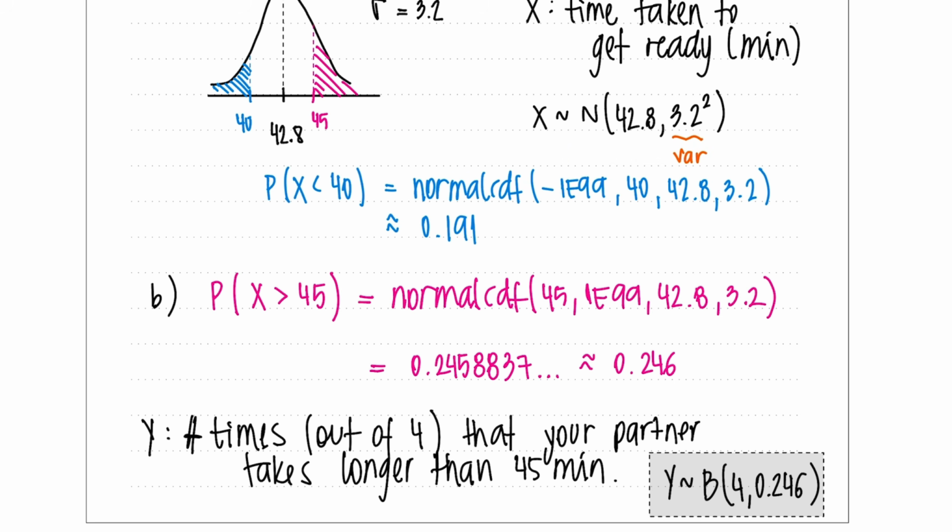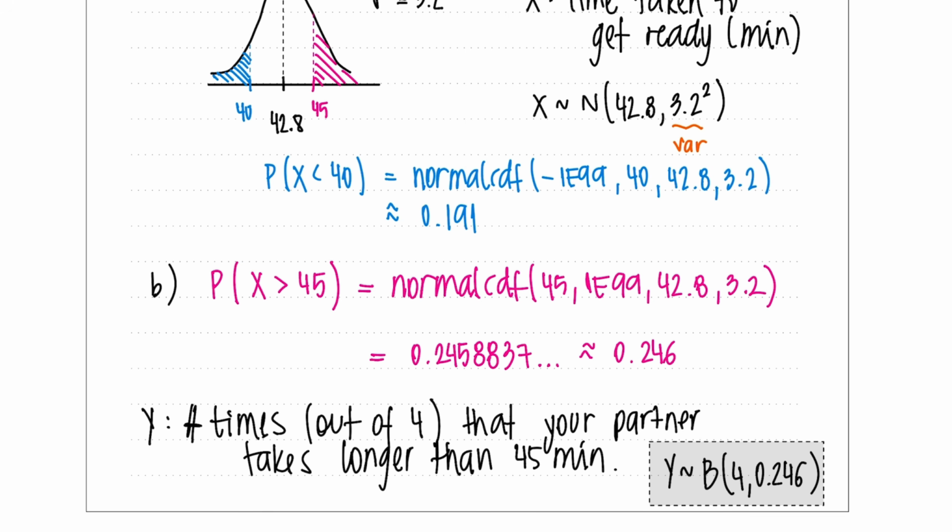Now, how do we know that this is a binomial distribution? First of all, we have 2 outcomes, either a success or not success. Success represents taking longer than 45 minutes to get ready. So that's the probability of success. It doesn't have to imply that it's a successful event, meaning it's not a good thing taking so long to get dressed.